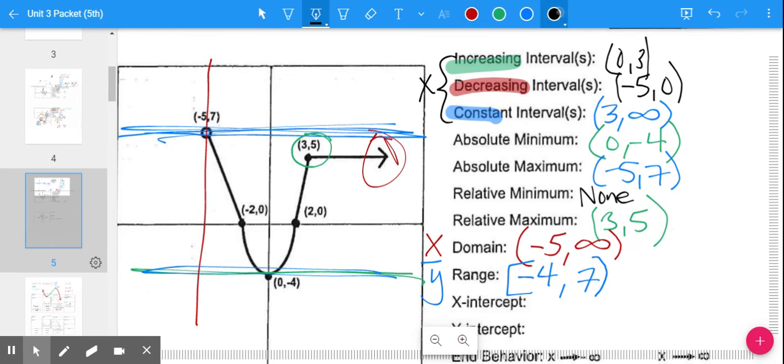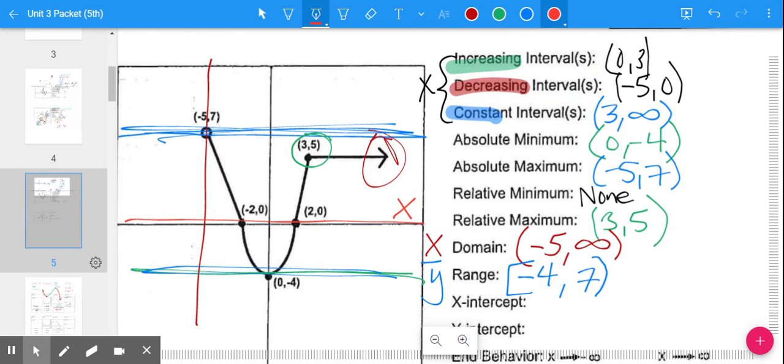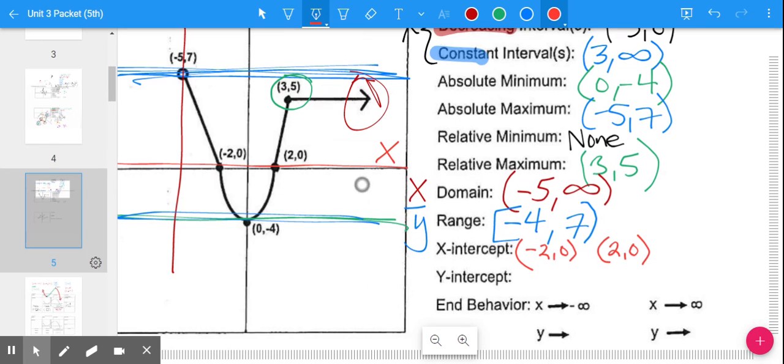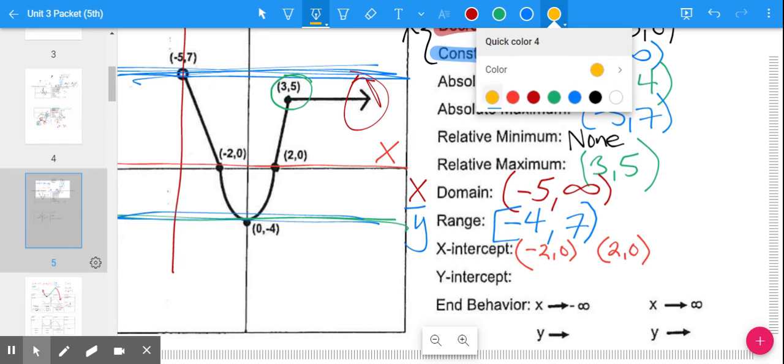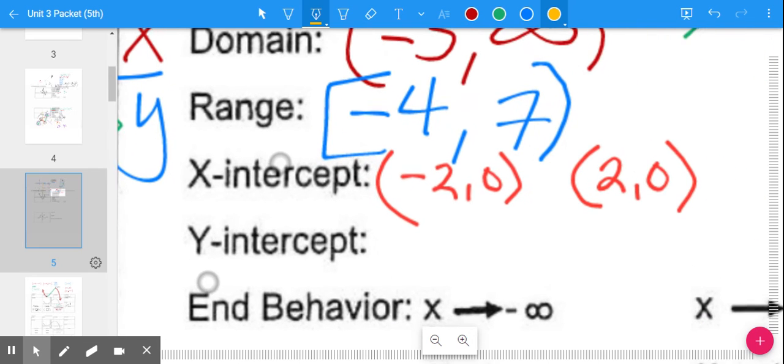X-intercepts are where your line crosses the x-axis. This is your x-axis, so it's at -2 and +2. And then your y-intercept crosses the y-axis, which is this one, so it's 0, -4.